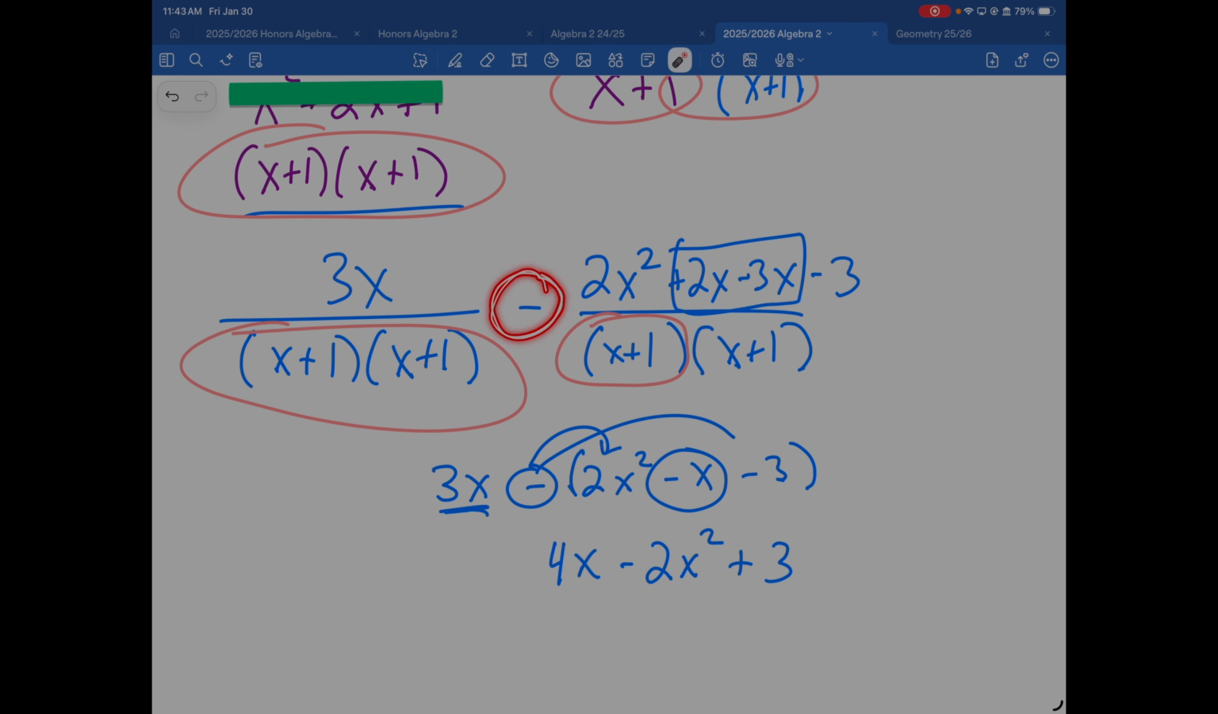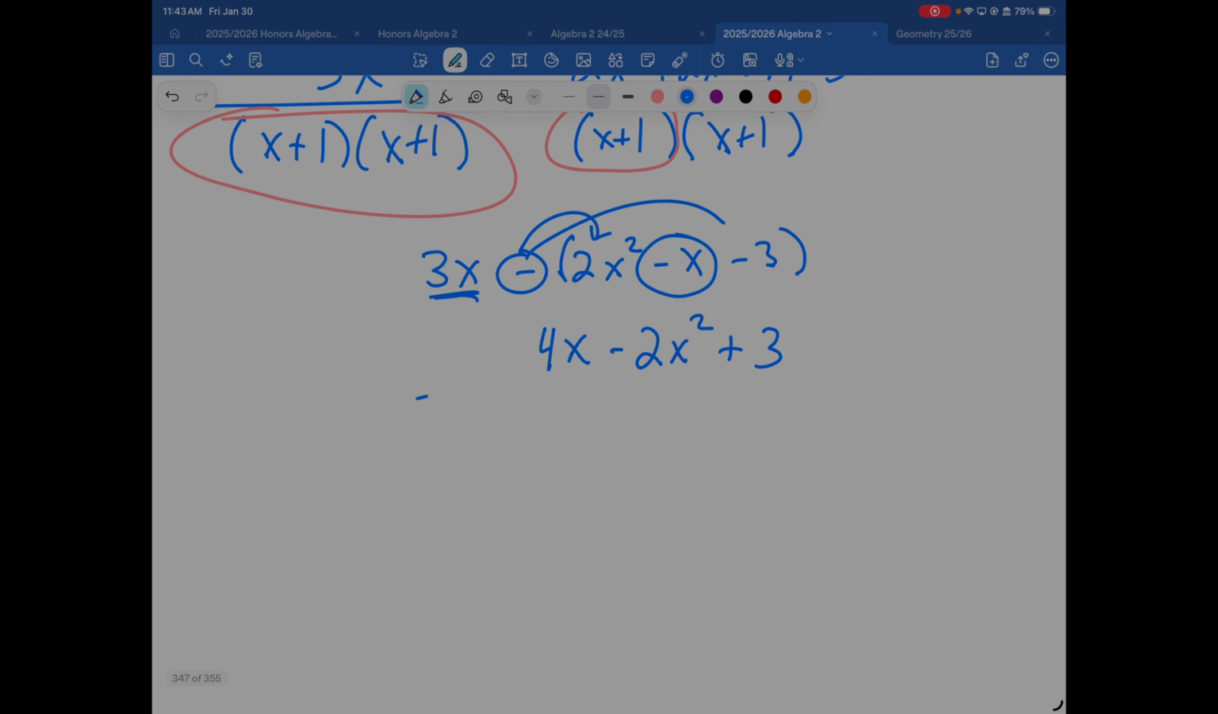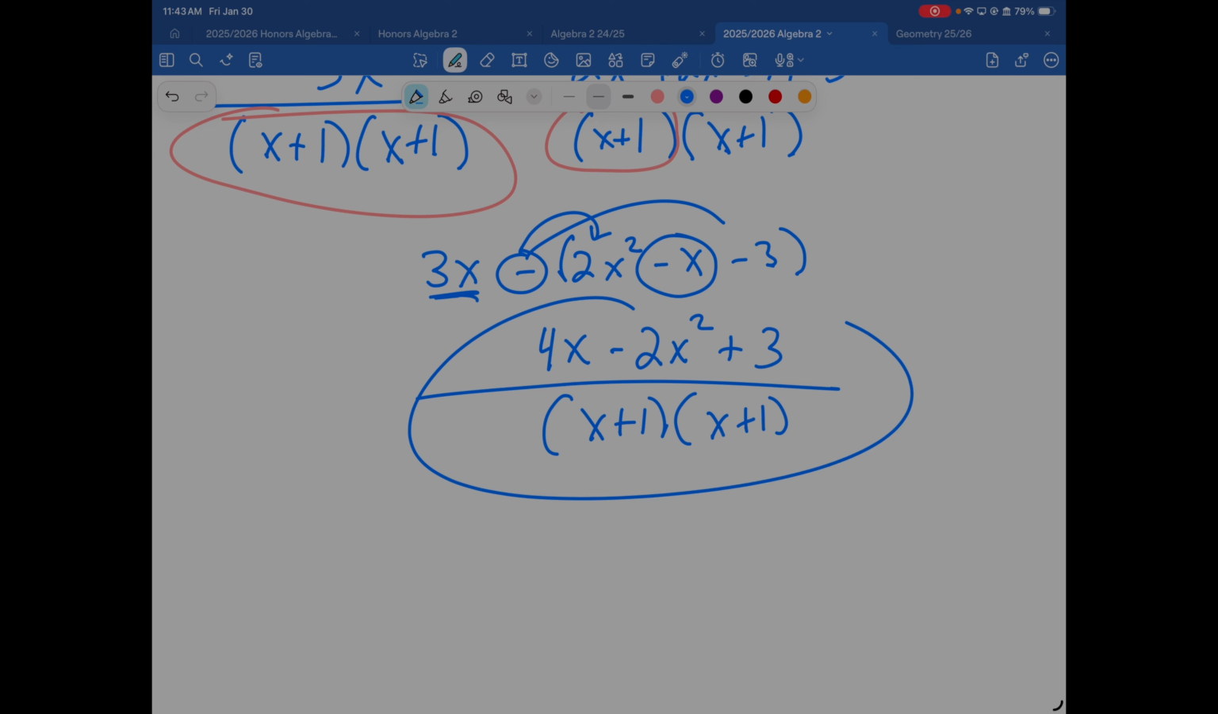We have to be careful with this minus symbol. It has to be distributed to each and every single one of them. That's our numerator. Our denominator was x plus 1 and x plus 1. And there's your solution. Okay.